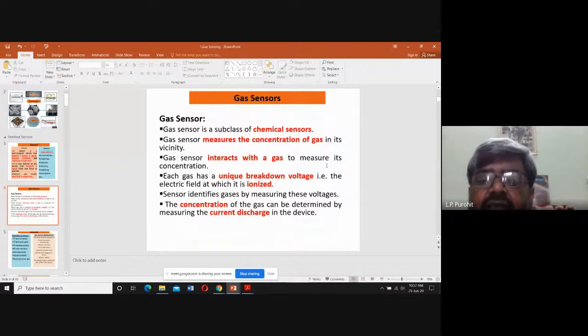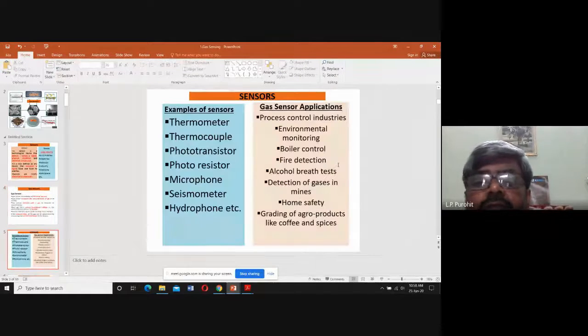The gas sensor is a subclass of chemical sensors. We also call it a chemiresistor. In fact, it measures the concentration of gas. It interacts with the gas, and the sensing depends on the breakdown voltage of the gas because it is ionized by the application of voltage, and by measuring the voltage and current discharge, we can get the concentration of the gas. Basically, this is the main physics behind this.